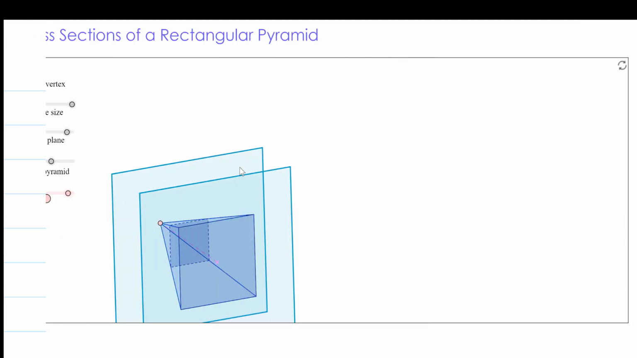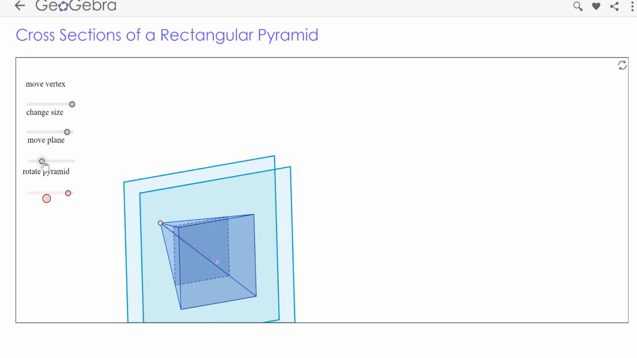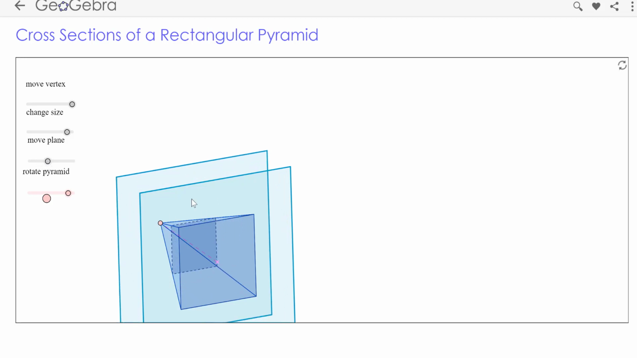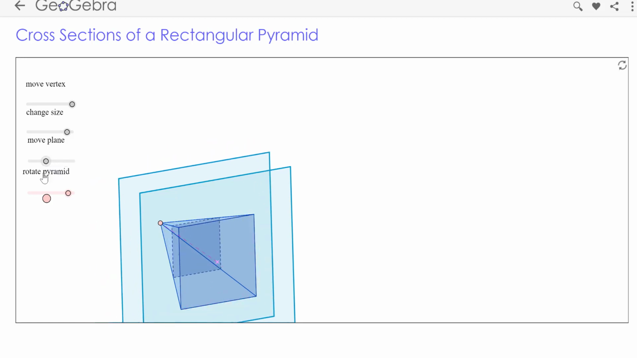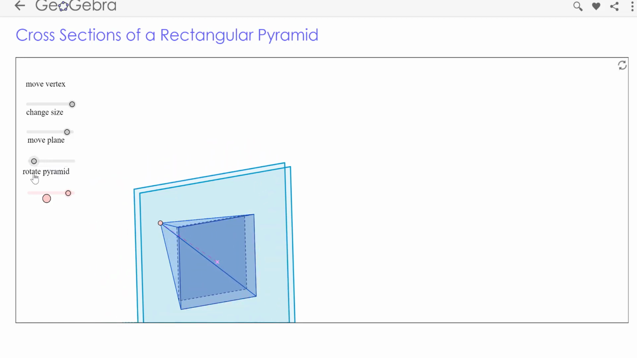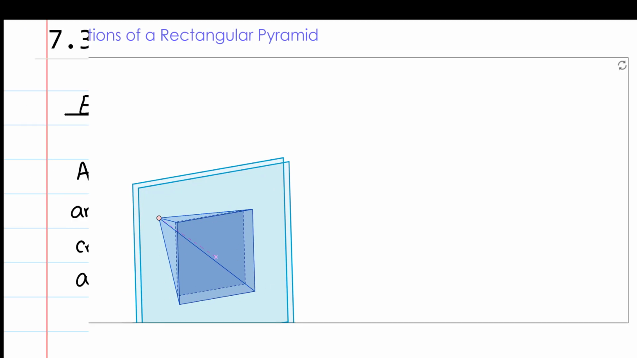And just to get a visualization of what's happening, this is what it looks like. Here's a pyramid with triangular sides and a square base. Now as we move the plane back and forth, we see that each cross-section made right here is a square. So what we need to do is, at any point x, say right here, determine the area of the square.